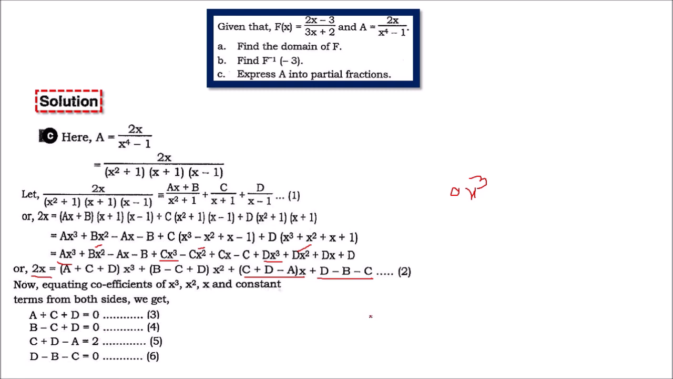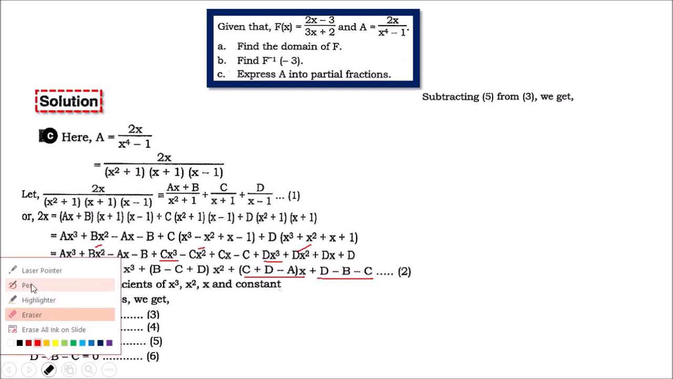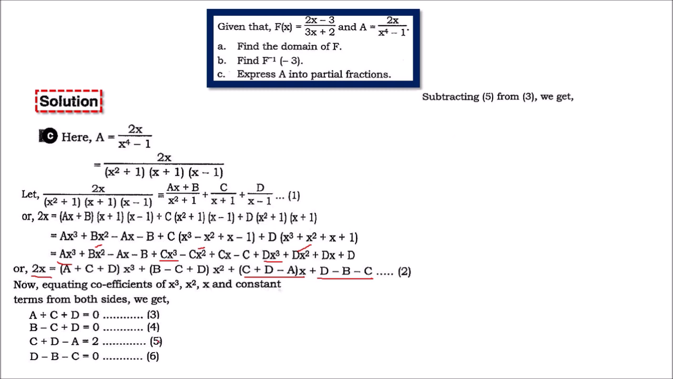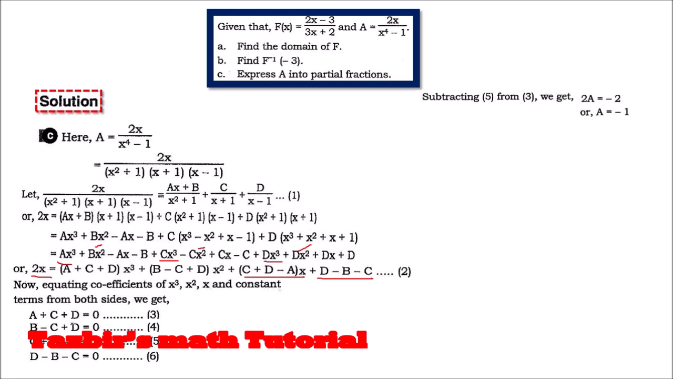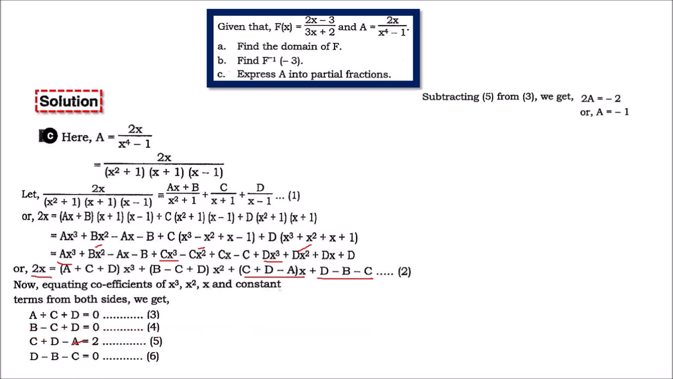Okay, so now you can see here that if I subtract equation 5 from 3, what will we get? You can see a and a will remain, as it will just change the sign. a will be positive, and it will be negative if I subtract it.